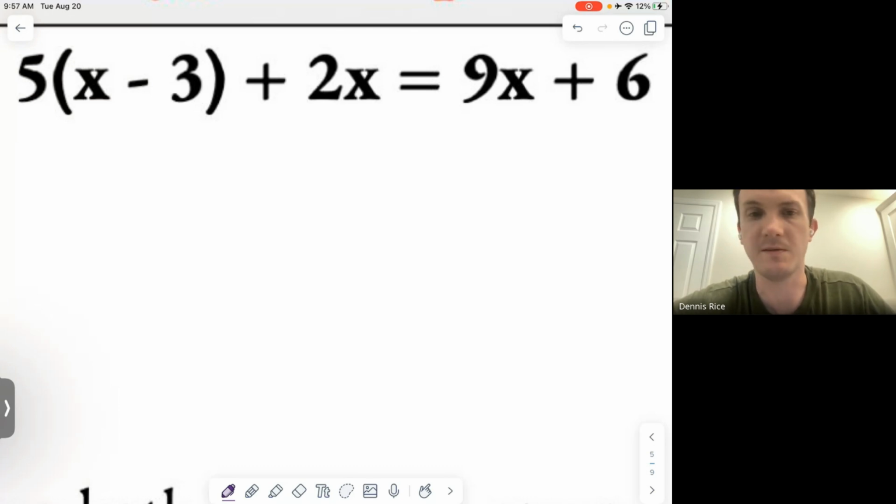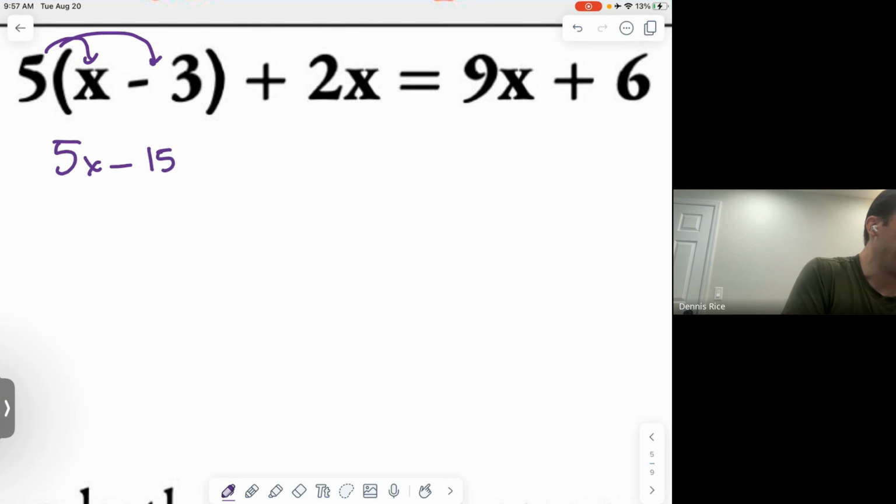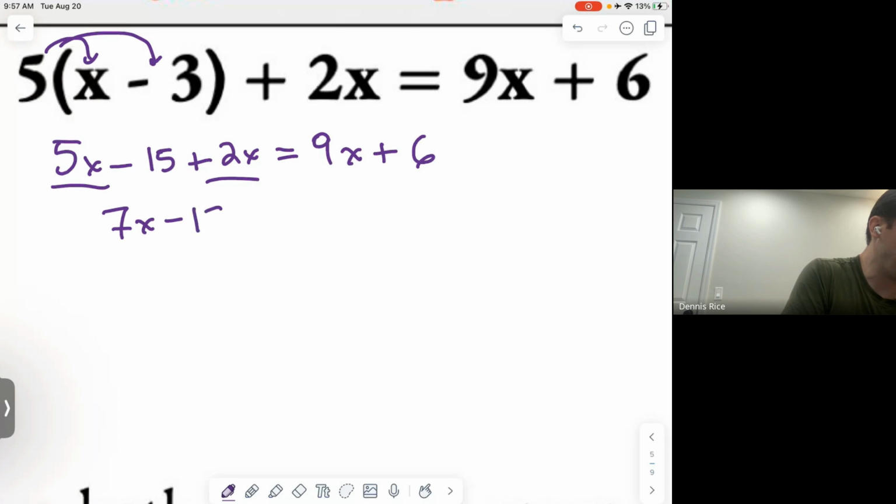So in this case, we could just call this variables on both sides. If you notice here, instead of there being just a 6 on the right, there's a 9x plus 6. So what I'm going to do here, I'm going to distribute. To start, remember, we always want to clean up. 5x minus 15 plus 2x equals 9x plus 6. If we combine 5x and 2x, we get 7x minus 15.